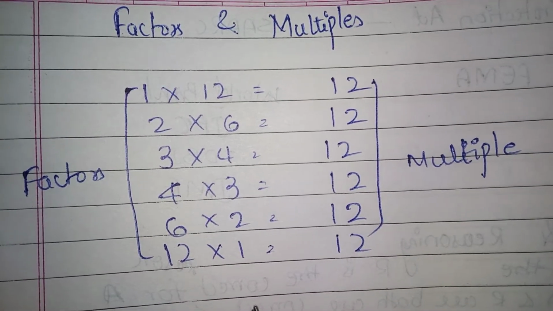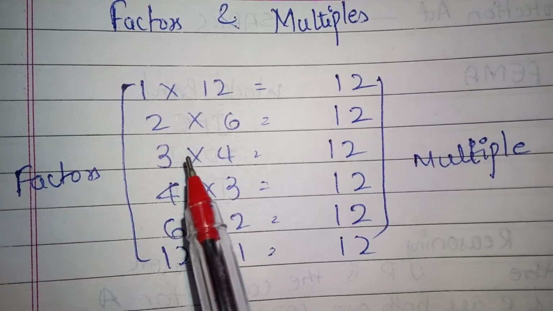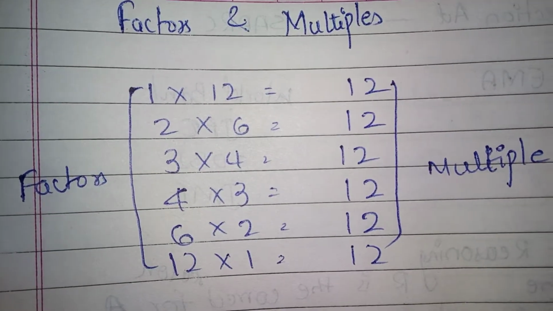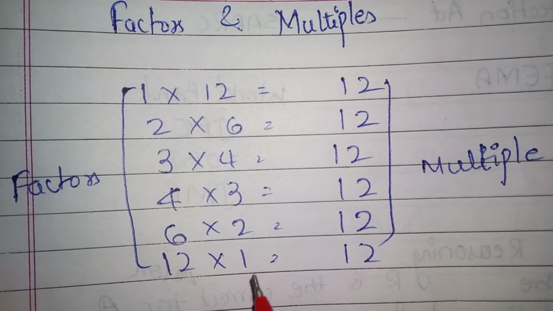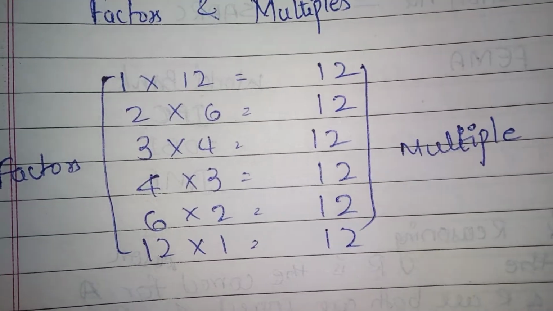Factors and multiples are not the same. We need to differentiate them like this. So these are the factors, and 12 is the multiple of 1, 2, 3, 4, 6 and 12. Okay, so this is about factors and multiples.